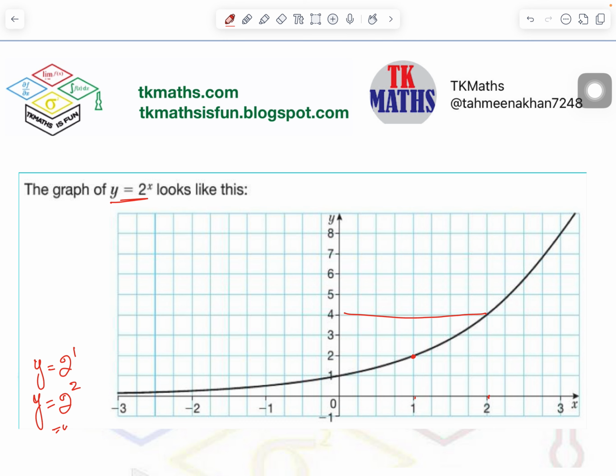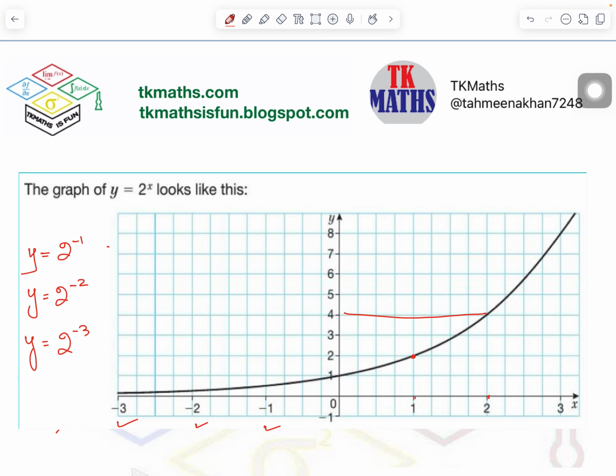Now what is happening on the negative values of x? I hope you can make connection here. So see here, this is something extremely important. When I have negative values, for example, -1, -2, -3, now what is happening? See here, y equals 2 power -1, y equals 2 power -2, y equals 2 power -3.